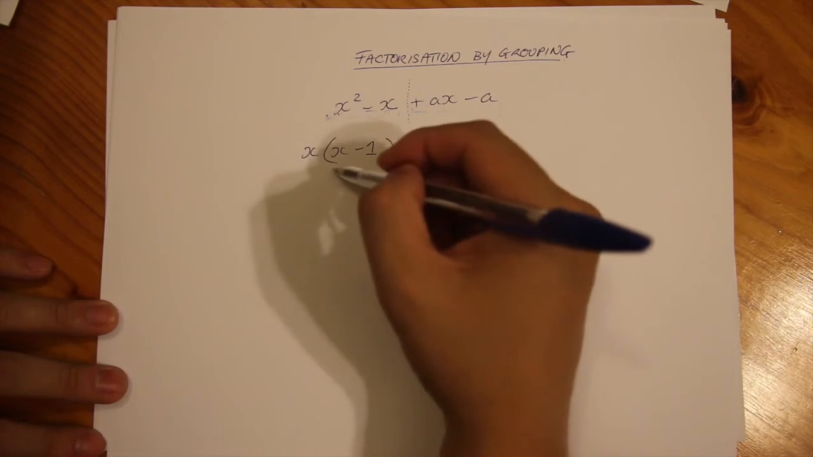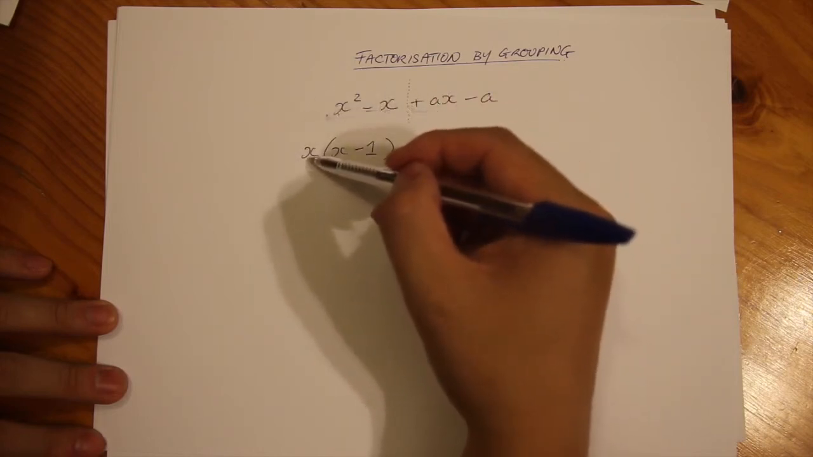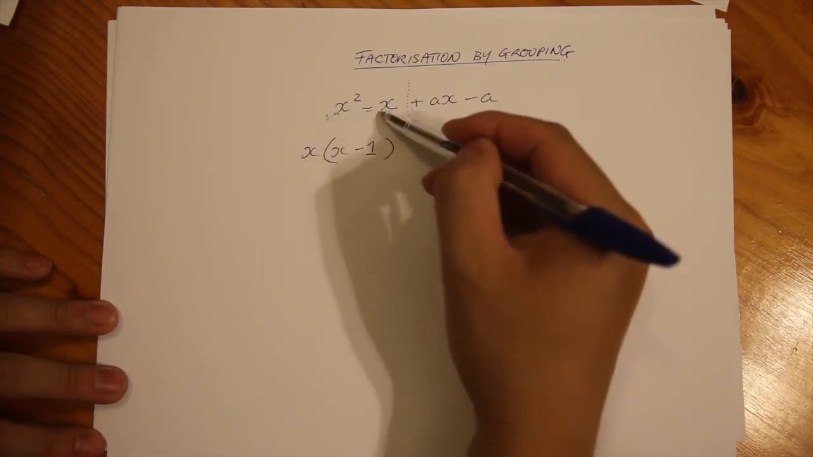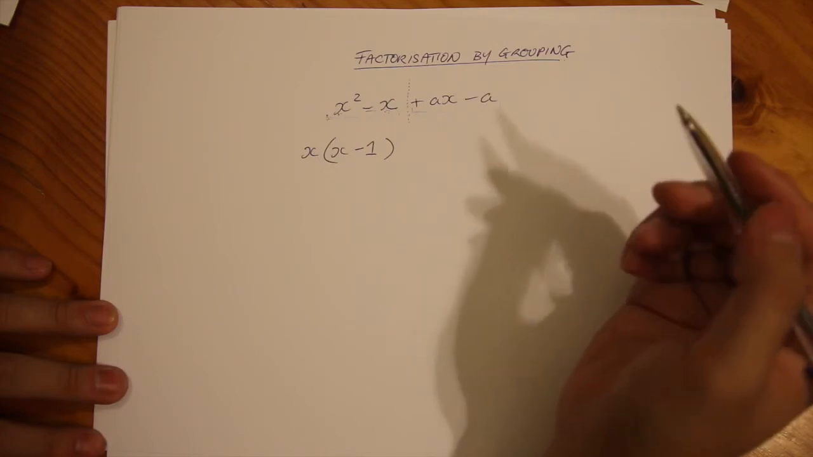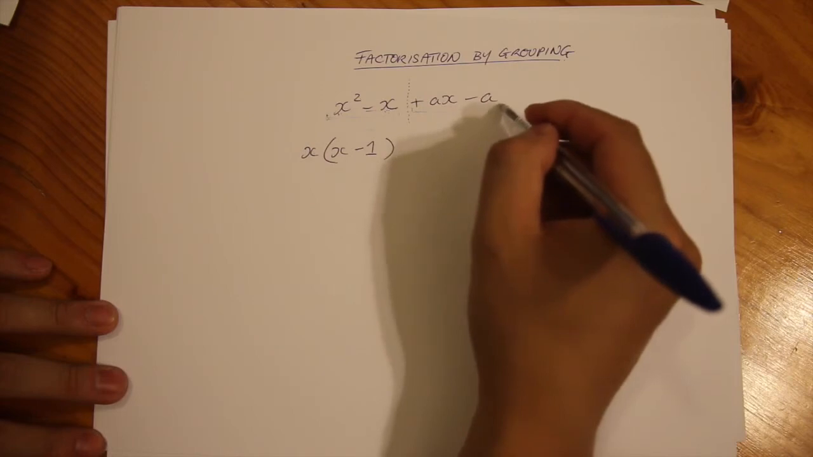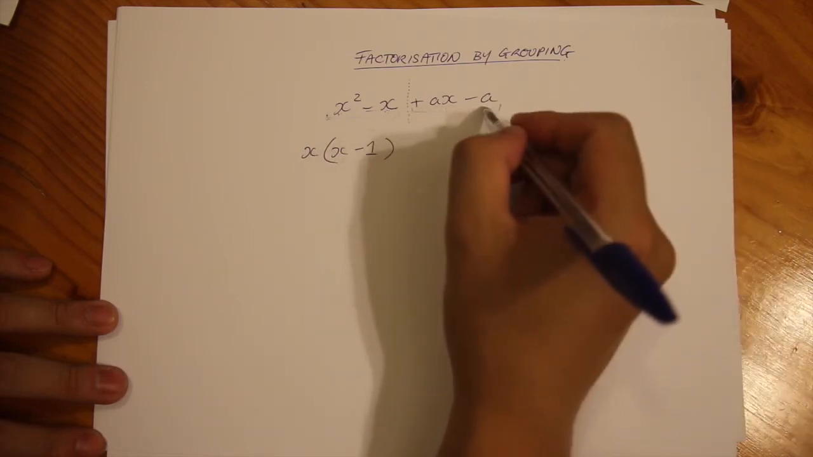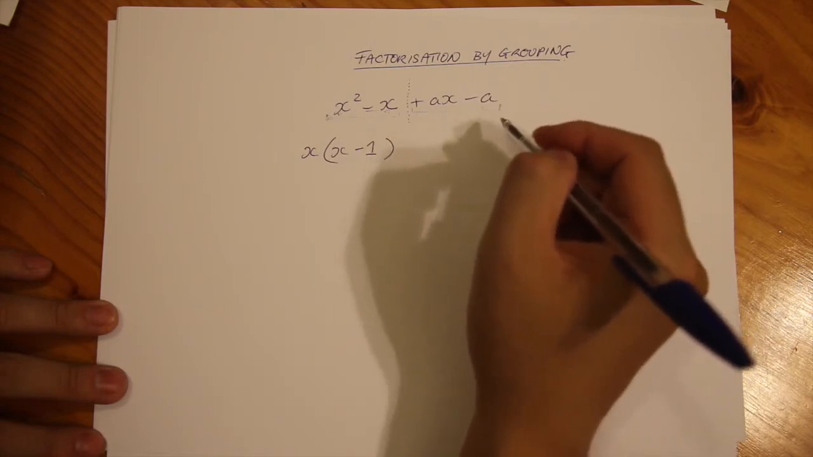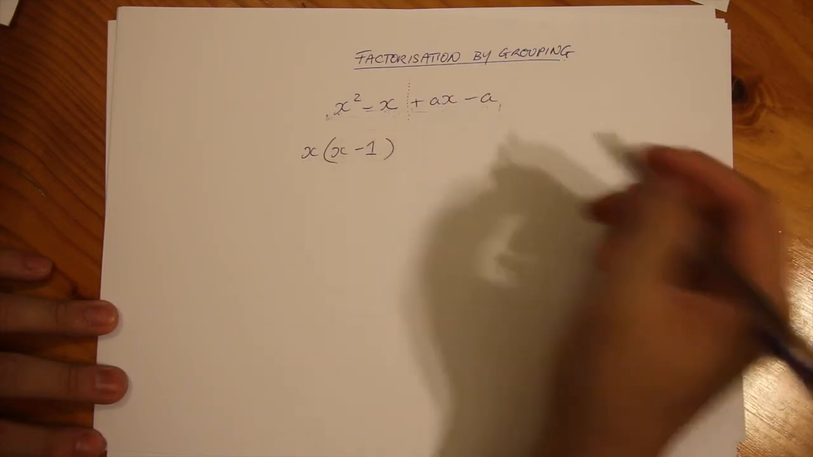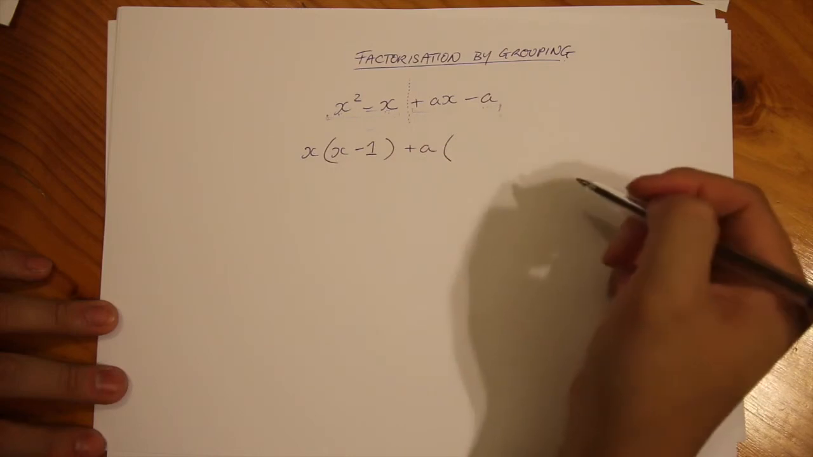If you want to check that you've factorized this component correctly, expand. X times x is x squared, and then x times minus 1 is minus x, or negative x. So that's my first half. I'm going to do exactly the same thing to the second half. Okay? So looking at the two terms here, we don't have common numbers, but we do have common letters. A is in common, so I'm going to put A as my highest common factor.